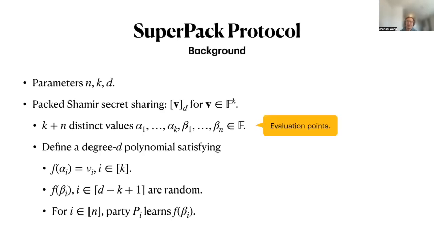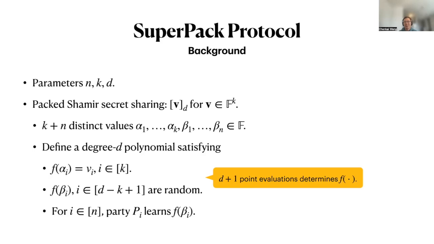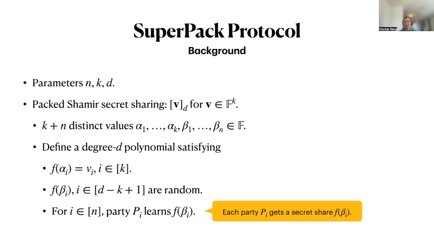We first define k plus n distinct values, alpha 1 to alpha k and beta 1 to beta n. These are the evaluation points. Next, we define a degree d polynomial f satisfying f(alpha_i) equals v_i for i in range from 1 to k. This means that these v's will be evaluated at these k points. And we also randomly sample another d minus k plus 1 points. These d plus 1 point evaluations would determine this polynomial f with degree d. At last, each party P_i will learn the value of f(beta_i) as their share.